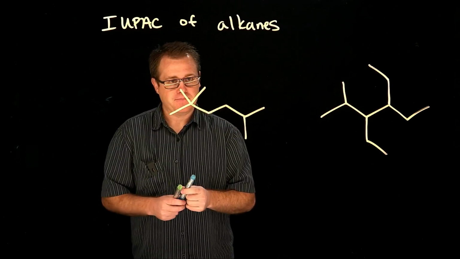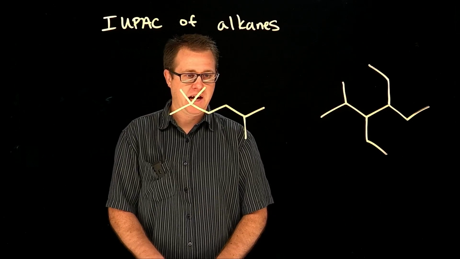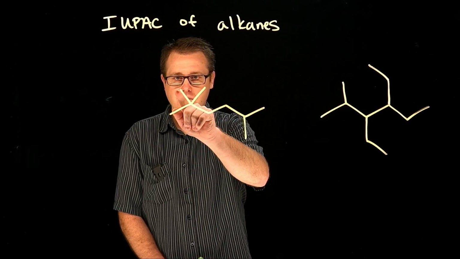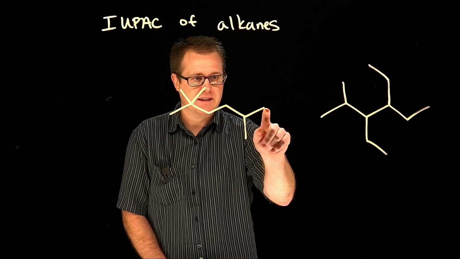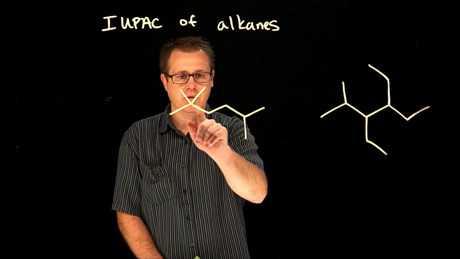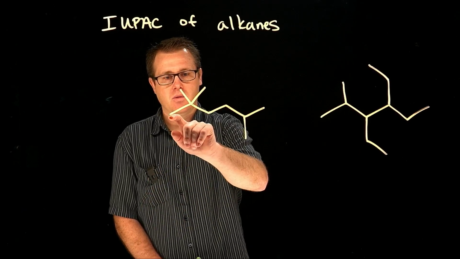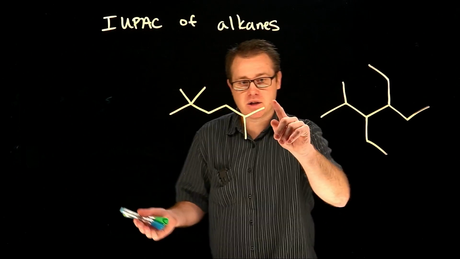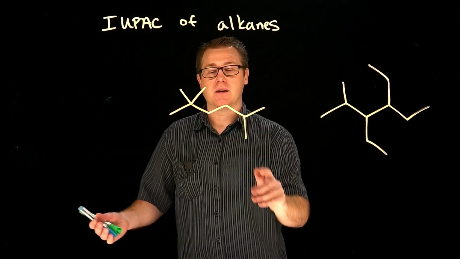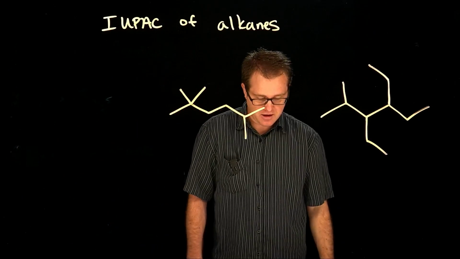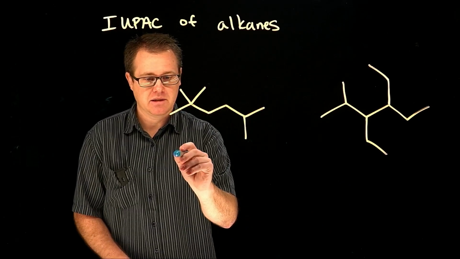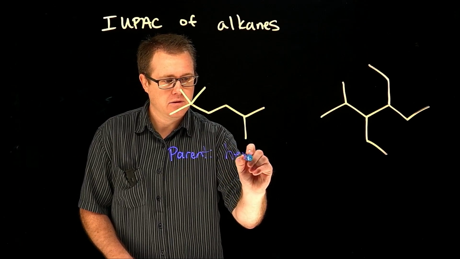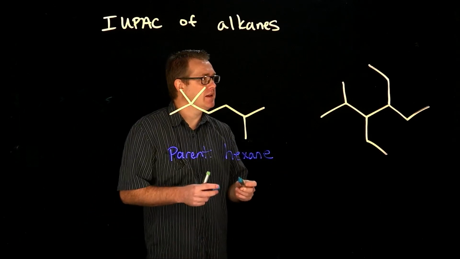Let's tackle this next one. Finding the longest carbon chain. So let's just do it without writing anything down. Let's just count. 1, 2, 3, 4, 5, 6. Could I go further? It doesn't matter which pathway I've taken here, it's going to be 6 carbons. So the parent is going to be hexane.